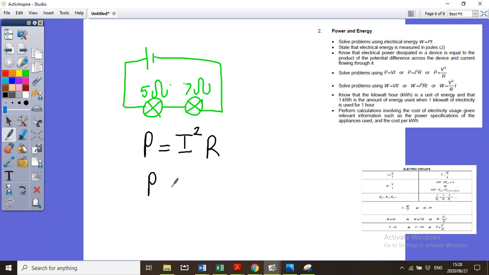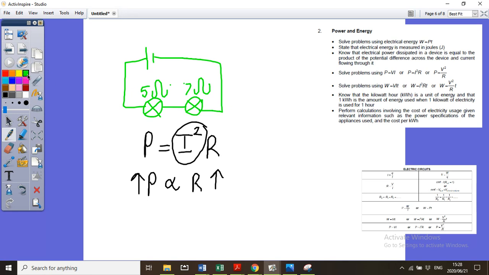So I can say power is directly proportional to the resistance, but I can only do it because the current in the series circuit is constant. And now I've proven what I said before, because if the resistance is higher, the power will be higher, and therefore the light bulb will be brighter.